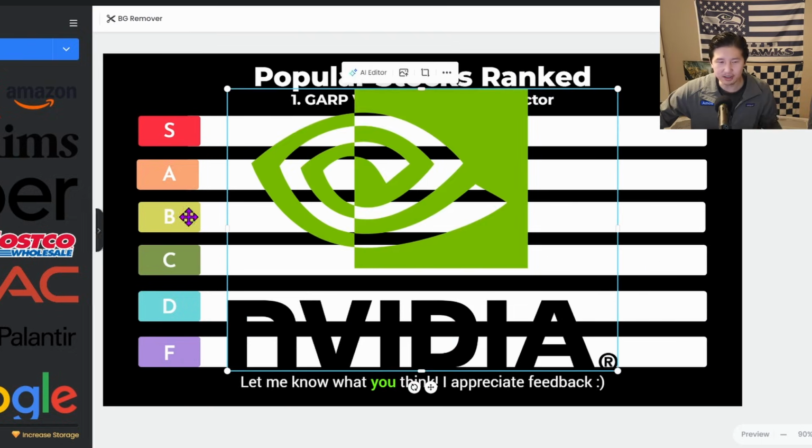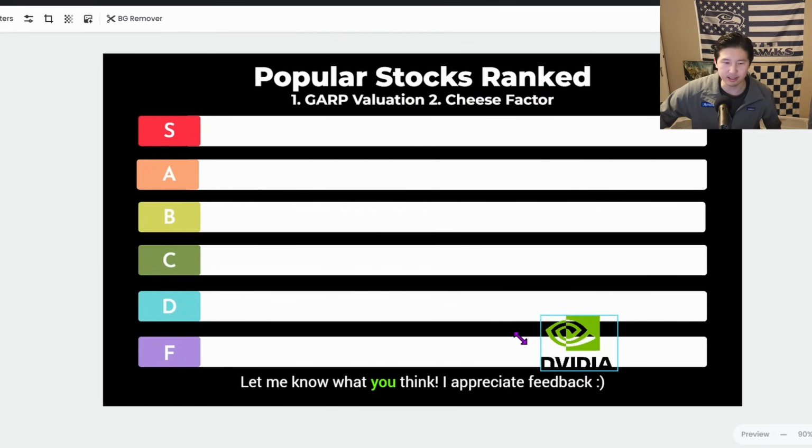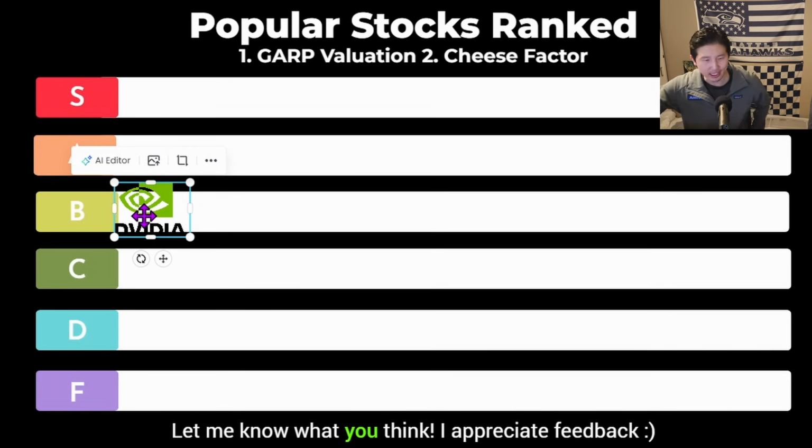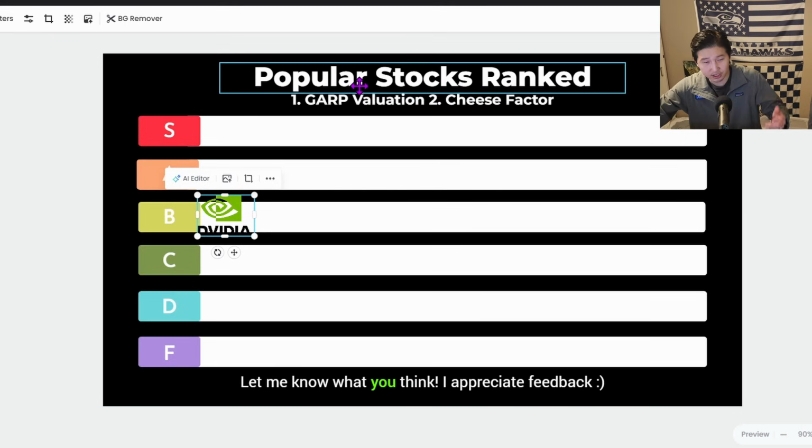So when it comes to Nvidia, I think this one is pretty simple. By the way, the grade letter that's going to be assigned to each company is going to be based on two things. Just as a reminder, you can see it right there: their GARP valuation. Are they trading for a good price in relation to their fair price? And number two is the cheese factor. Do I feel bullish about their future? Do they have a competitive advantage, an economic moat, and what are their upcoming growth catalysts?